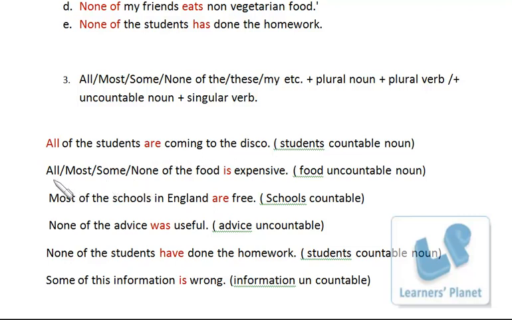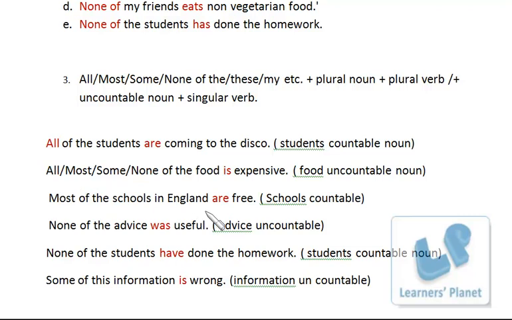Okay? Or here, all of the food, or most of the food, or some of the food, or none of the food. Right? Anyone. Now, food is uncountable noun, right? So we are using is over here. All of the food is expensive. Most of the food is expensive. Some of the food is expensive, or none of the food is expensive, right? So when we are having countable noun, we use are, and when we are having uncountable noun, we use is with all, most, some, and none.